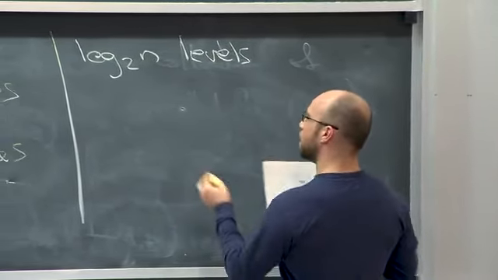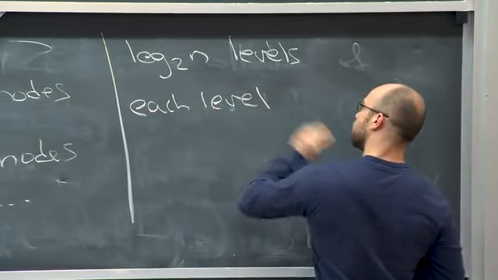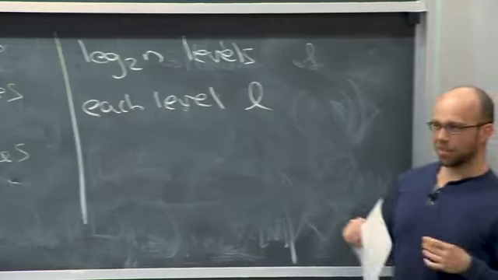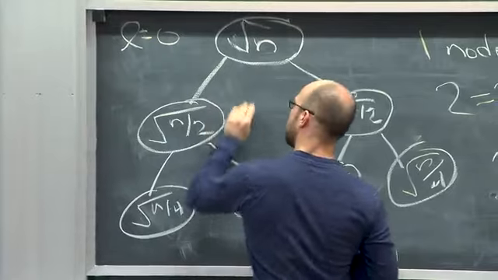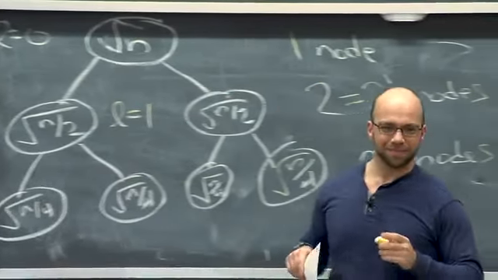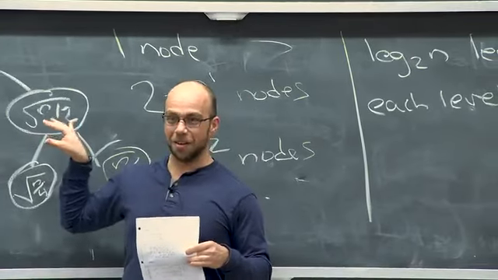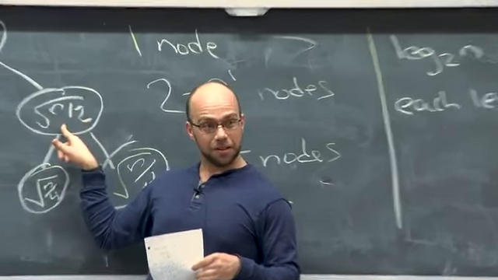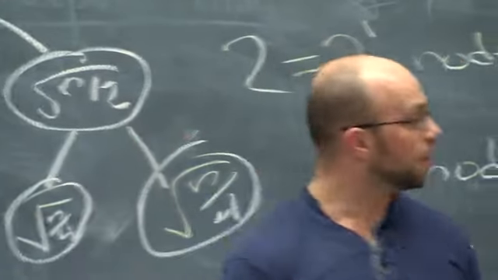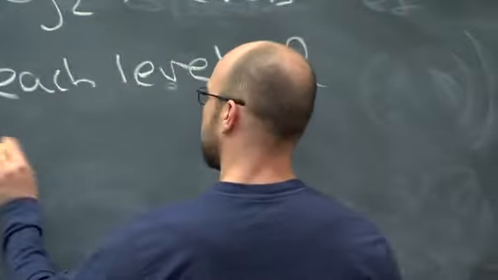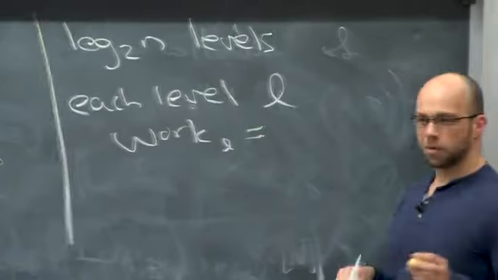So be careful. Let's call each level L, so we'll say L equals 0, L equals 1, and so on. There are two different things we have to account for when we account for the work in this level. One is the square root of n over 2 in a single node, and the other is the fact that there are two different nodes in the level. So the amount of work in level L is equal to the product of those two things.